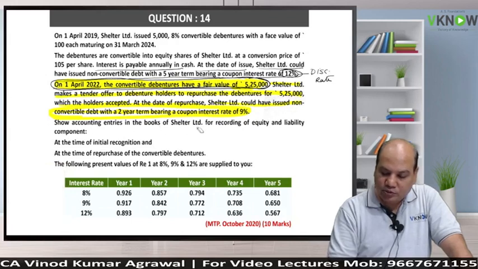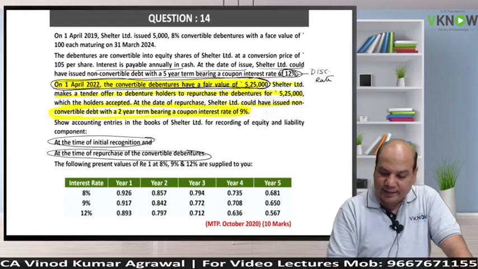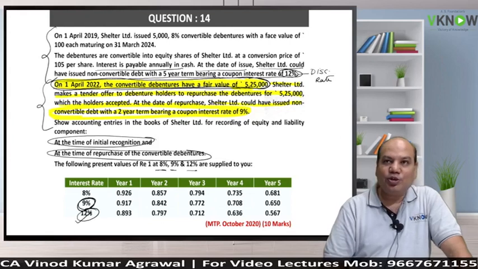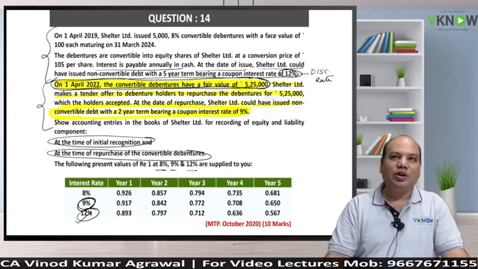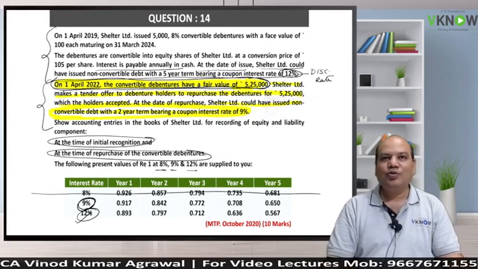Show accounting entries in the books of Shelter Limited for recording of equity and liability components at the time of initial recognition and at the time of repurchase of the convertible debentures. So you have to pass an entry at this point, and an entry at this point. And then to help you or confuse you, whatever you understand, 3 discount rates are given to you. 12% will be used for initial calculation of the financial liability. 9% will be used on 1st April 22 for the revised value of the liability. 8% is to confuse you. Is it right? 8% will not be required in our answer.